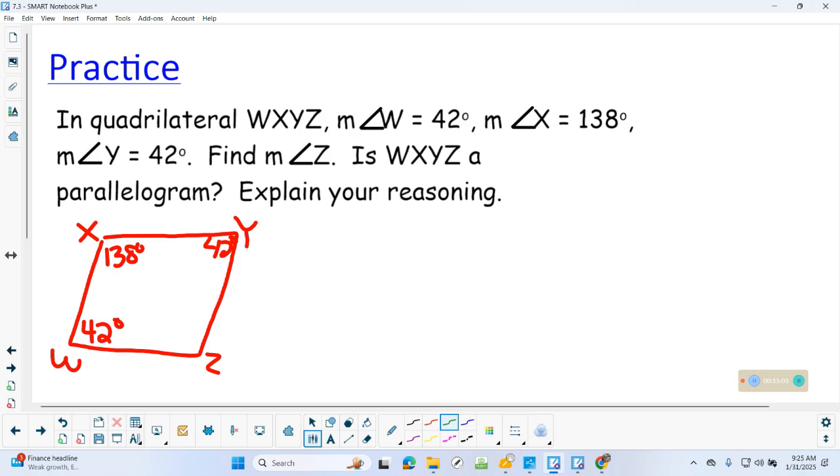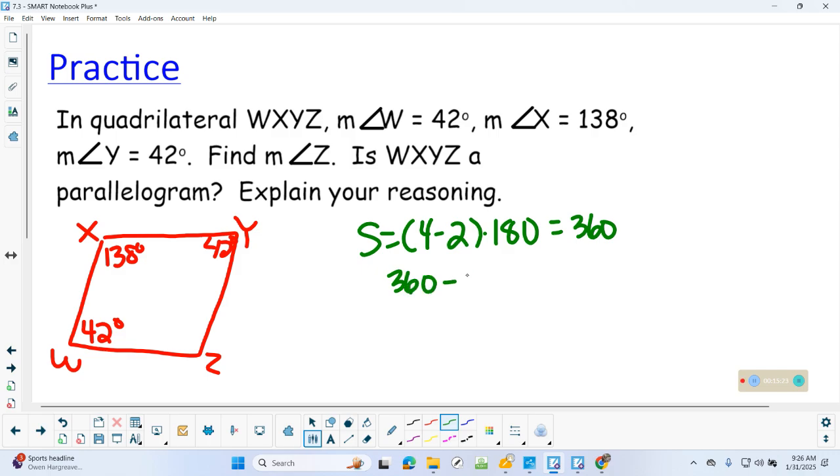So I'm going to use that interior angle formula. Of course, there's 4 sides. You know this. Mental math it, or just know it. 360, right? We know that. That's nothing exciting. So I'm going to find that angle like I did in the first section. I don't know it's a parallelogram yet. So in your calculator, what's 360 minus 42 minus 138 minus 42? Punch that in for me.